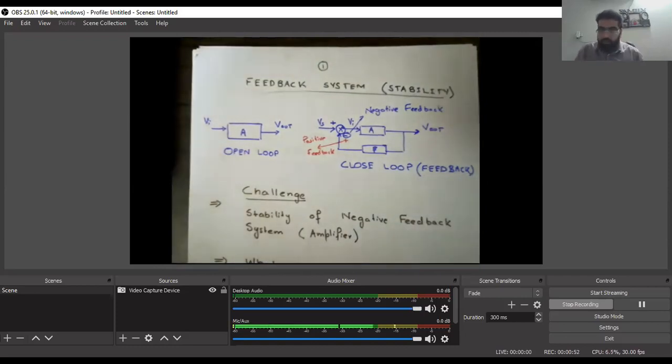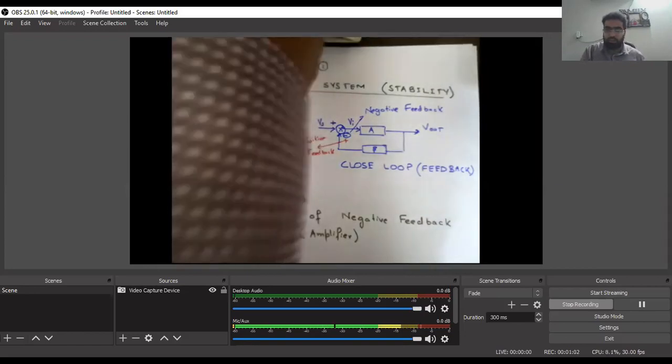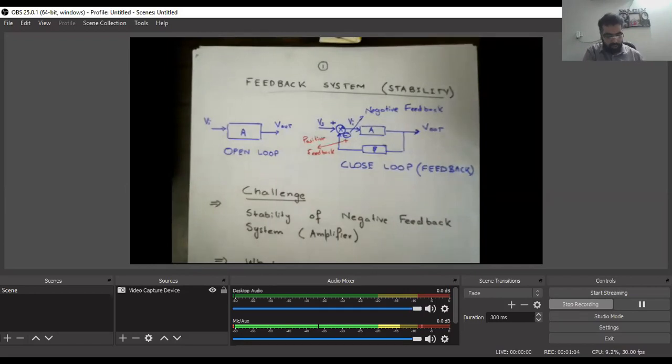So what we are going to do today, we will start with the feedback stability. Last time you covered a feedback amplifier and saw some basics. Now we are going to talk about one of the major things in the feedback system, and that is the stability. Because in the feedback system, one of the major challenges is to make the system stable, and that's what we are going to talk about in today's lecture with the help of some examples.